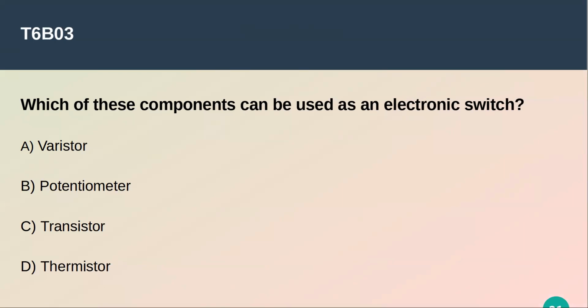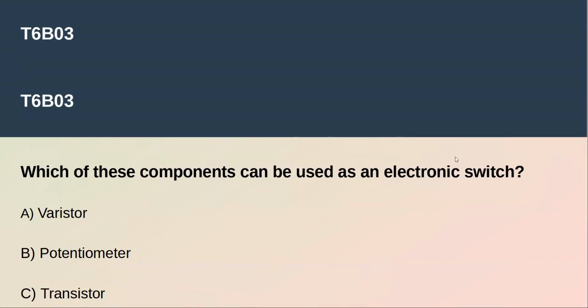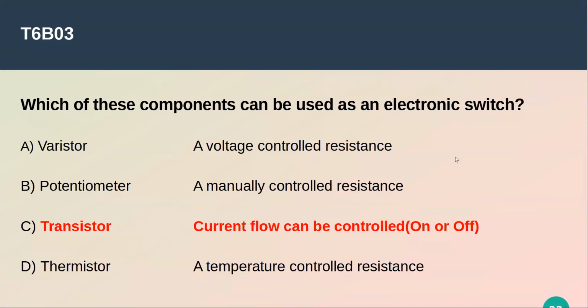Transistor. Yeah, we haven't talked about varistors. That's a voltage controlled resistor. We did talk about potentiometers, which is a manually controlled resistor. And a thermistor we didn't talk about, and we won't, which is a temperature controlled resistance. It's one of the ways to measure temperature. The resistance varies depending on the temperature, and that's what you sense.